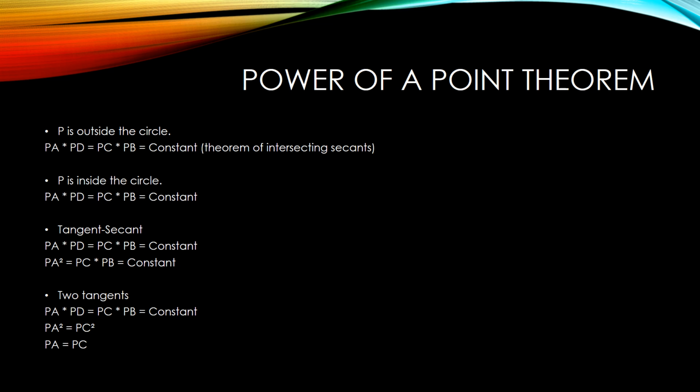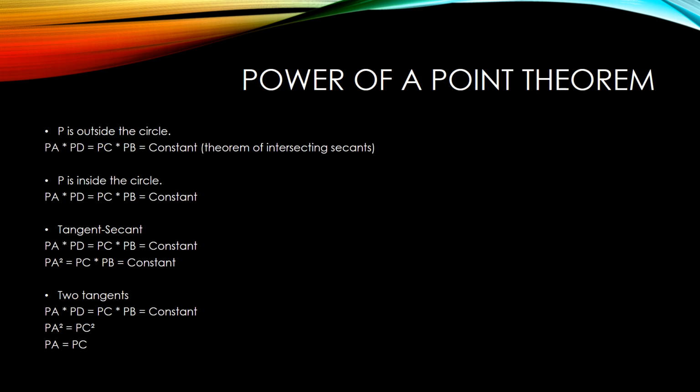Tangent secant. Should one of the lines be tangent to the circle, point A will coincide with point D, and the theorem still applies. PA into PD is equal to PC into PB, which is a constant, so PA square is equal to PC into PB. This becomes the theorem we know as the secant tangent theorem.